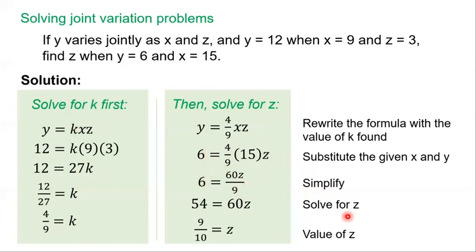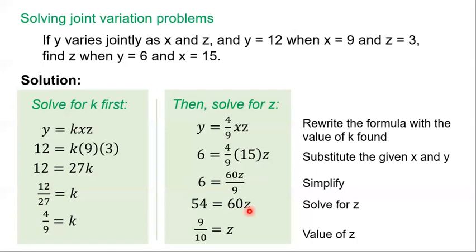And then solve for z. Para mawala yung denominator 9 natin dito, pwede natin i-cross multiply dito sa 6. So we have 6 times 9, that is 54. Kaya naman ang naiwan dito sa ating kanan ng equal sign is 60z na lang. And then, to solve for z, divide lang natin both sides sa 60. Okay? So, 54 divided by 60 is equal to 60z divided by 60.